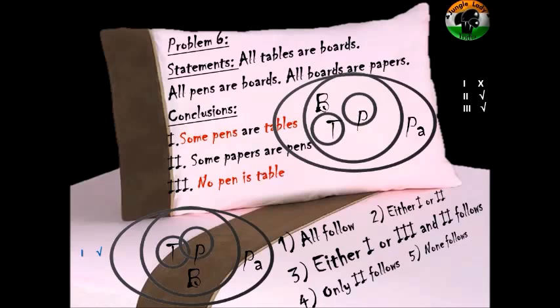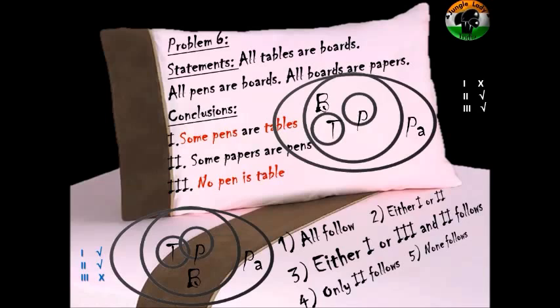Now conclusion 2, some papers are pens, so PA and pen, again an inward arrow from paper to pen, so option 2 is correct. Now the third one, no pen is a table. Here it's wrong, because pen and table, they are related, right? So option 3 is wrong. Can you understand why? Because there is an intersection between pen and table in this diagram, and hence no pen is a table is a wrong conclusion.